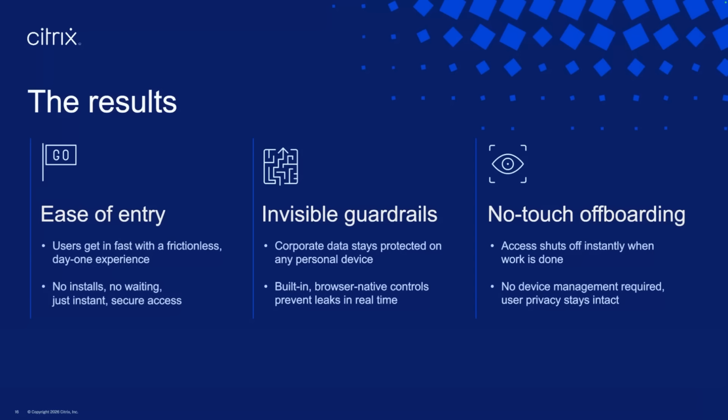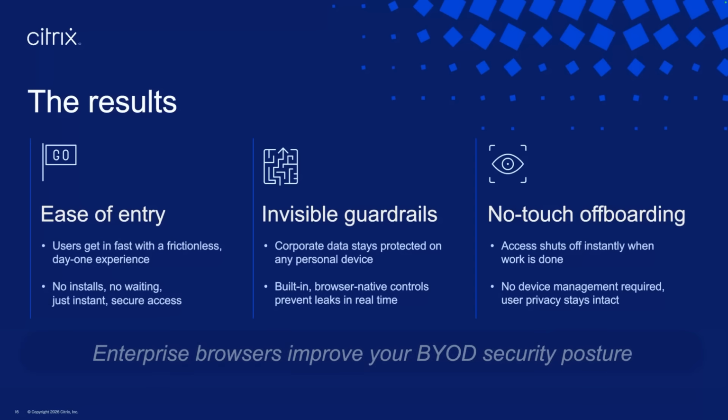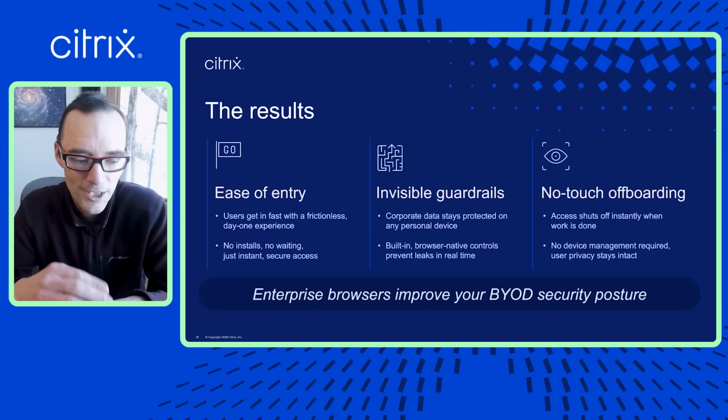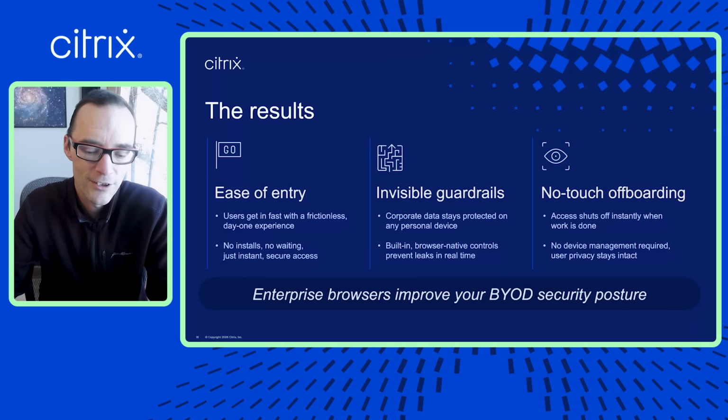We were very easily and quickly able to shut down access when the user is no longer employed, or the device becomes risky. But again, we didn't have to rely on agents. We didn't have to rely on device management tools on the device to shut down access. This was all leveraging Citrix Secure Access with Chrome Enterprise, an enterprise browser that we're leveraging to help you improve the security posture of your personal devices.